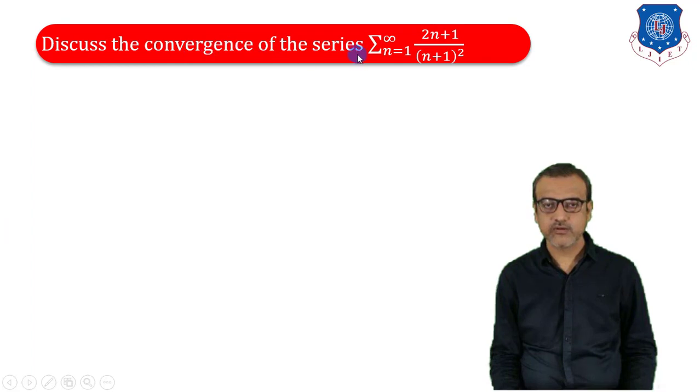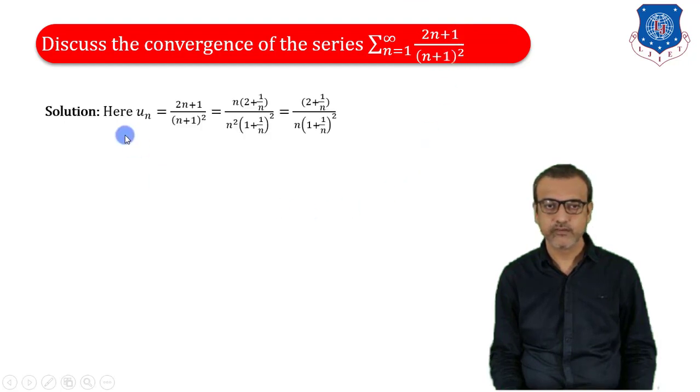Now discuss the convergence of the series sigma n equals 1 to infinity of (2n plus 1) upon (n plus 1) the whole square. Here un equals (2n plus 1) upon (n plus 1) the whole square. Taking n common from the numerator, we have n into (2 plus 1 upon n), and taking n common from the denominator, it becomes n square into (1 plus 1 upon n) the whole square. Now one n will cancel out, so we have (2 plus 1 upon n) upon n into (1 plus 1 upon n) the whole square.